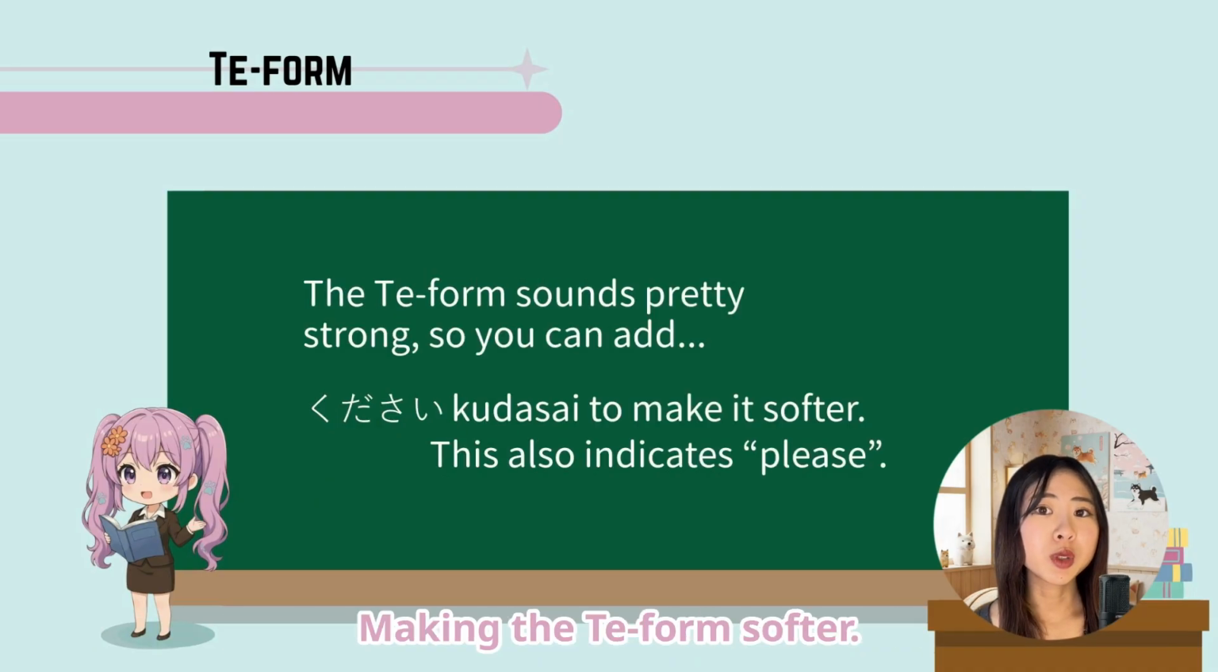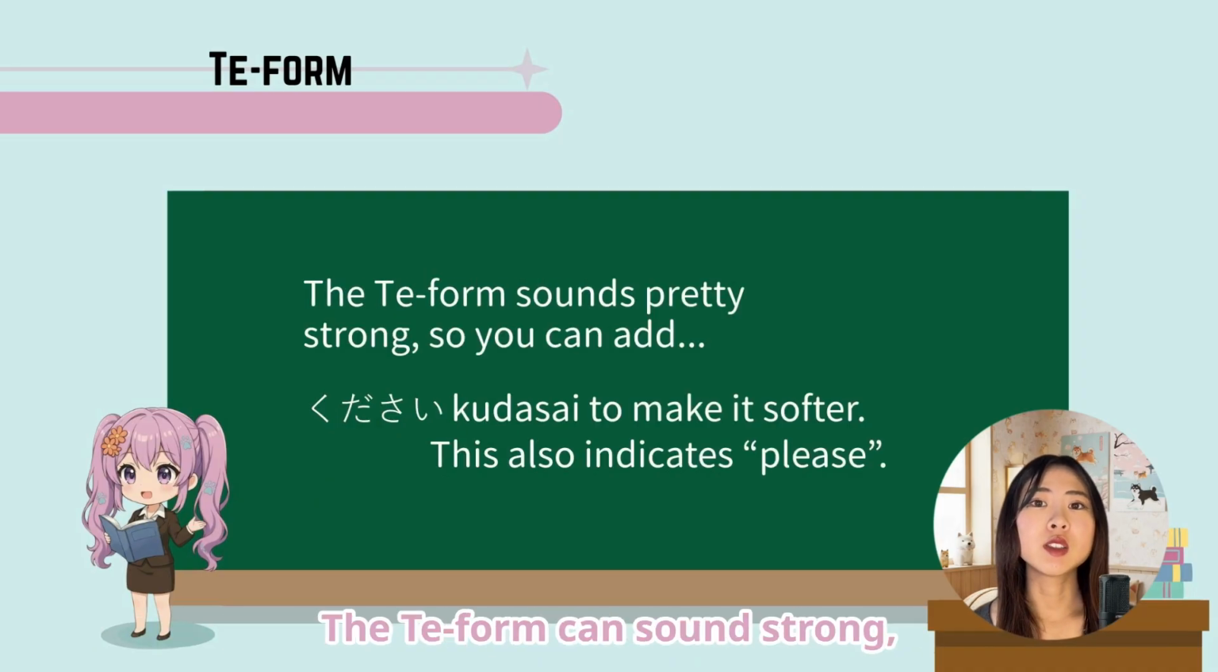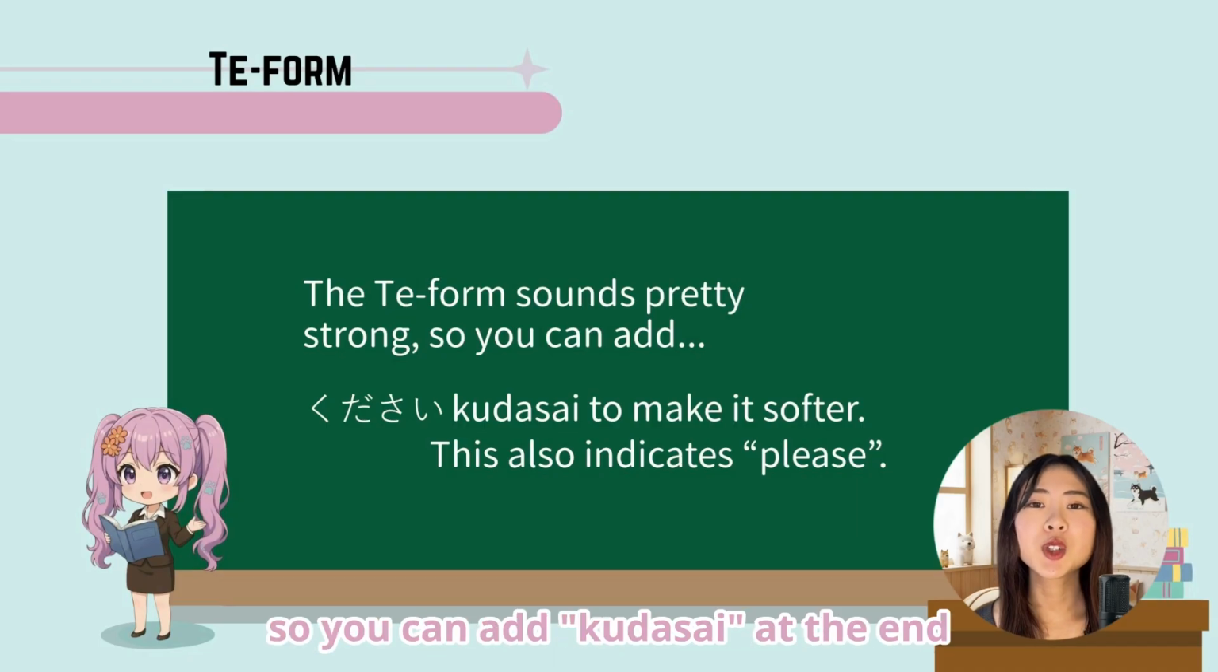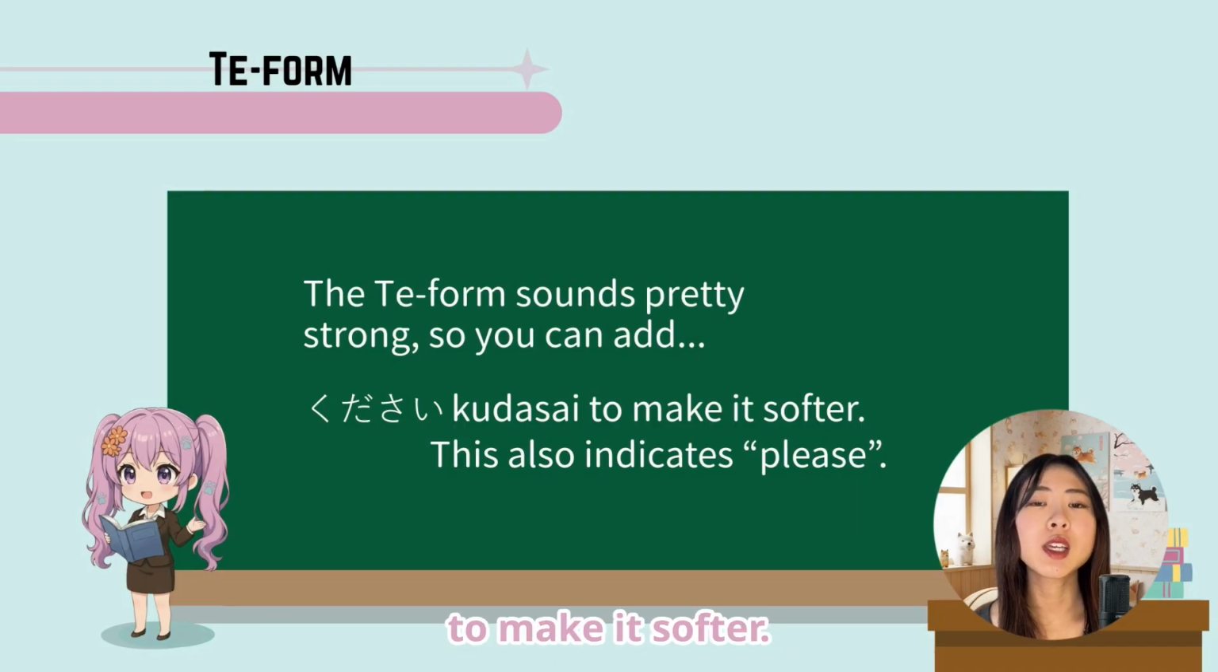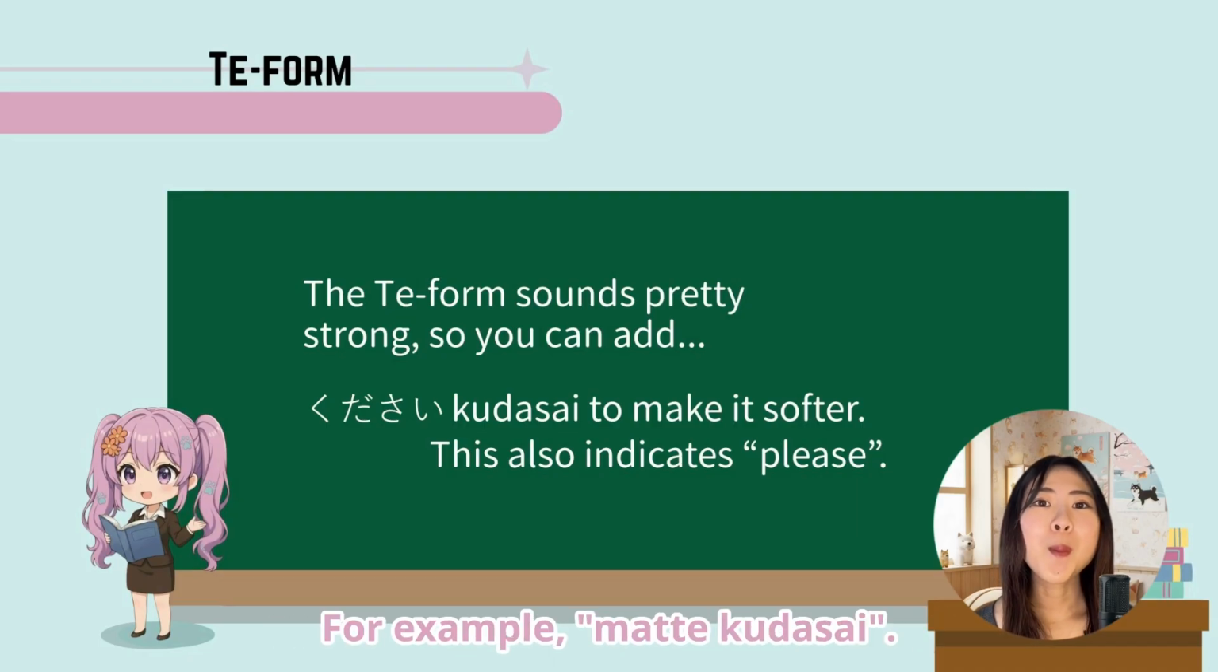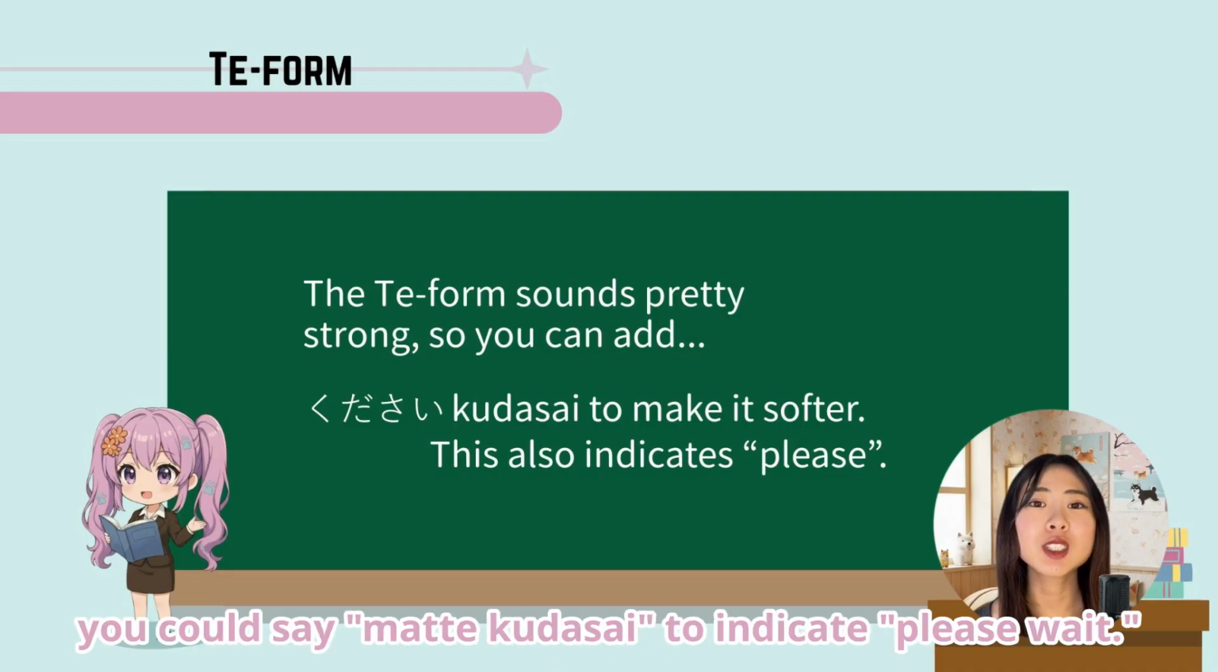Making the te form softer. The te form can sound strong, so you can add kudasai at the end to make it softer. For example, matte kudasai. Instead of saying matte, you could say matte kudasai to indicate please wait.